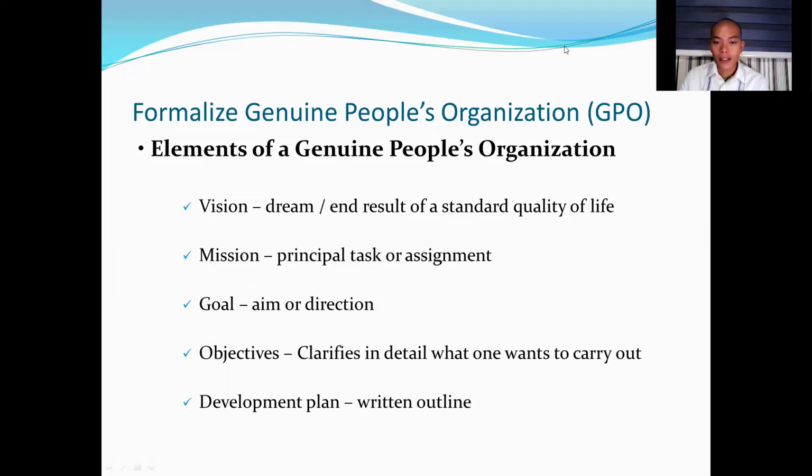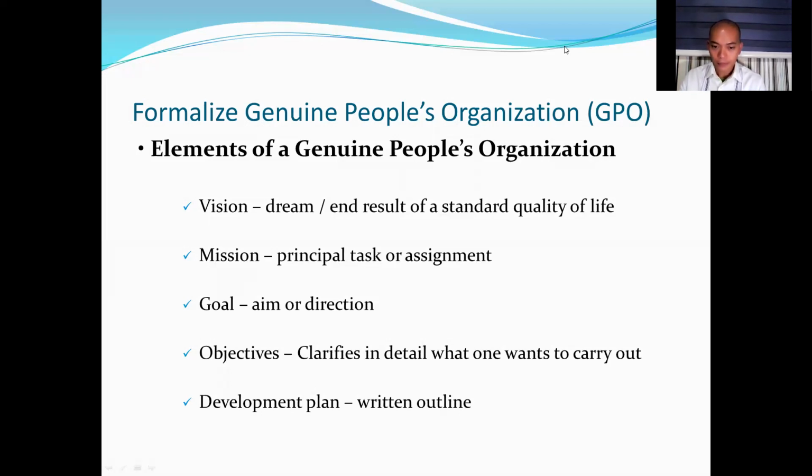For your vision, it is a dream or end result of a standard quality of life, an abstract. It is usually broadly stated in a noun phrase. Examples are self-resilience, empowerment, health for all, the success of the community. Those are examples of types of vision.